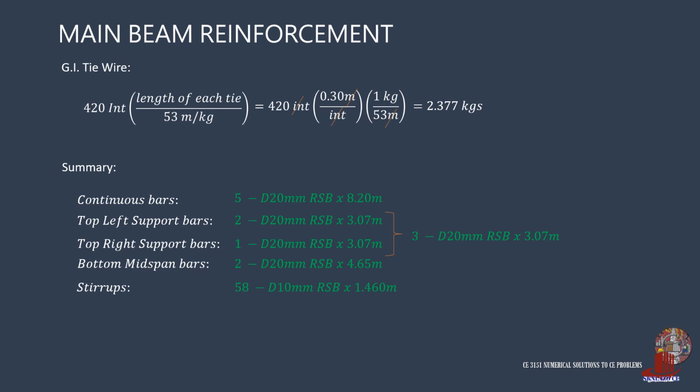Next is 58 D10 bars by 1.46 meters stirrups tied by 2.377 kilograms of gauge 16 GI tie wire.